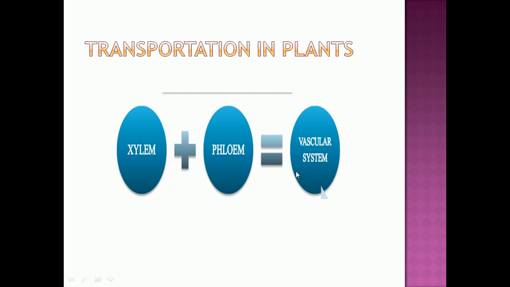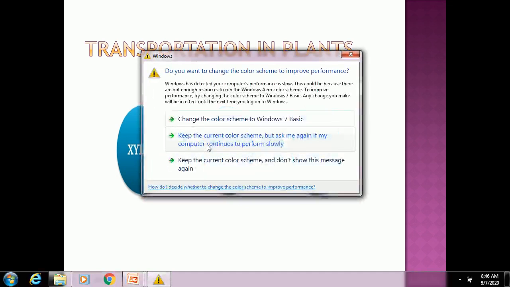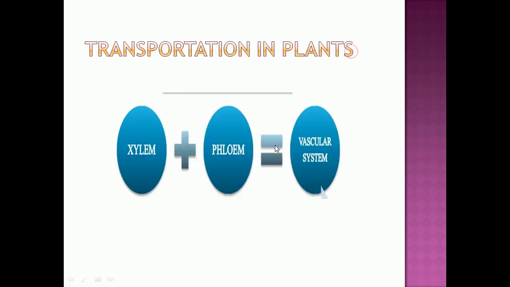There are two types of vascular tissue. What are they? Xylem and phloem. With the help of these two conducting tissues called xylem and phloem, plants can transport water and minerals as well as food to all parts of the plant. Understood, children? So with the help of the vascular tissues xylem and phloem, plants can transport water and minerals from the root to all parts, and at the same time the food from the leaves to all parts of the plant.